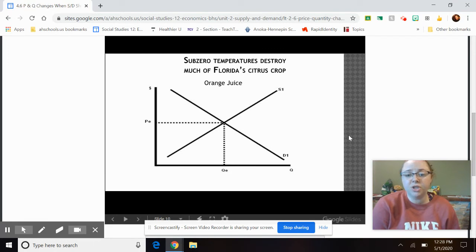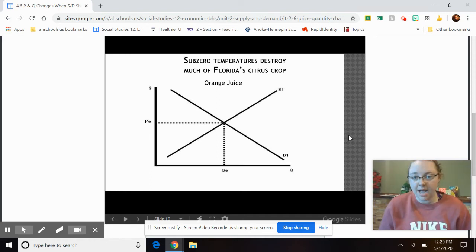Sub-zero temperatures destroy much of Florida's citrus crop. And the title of the graph is orange juice. Okay. Now, remember, the first thing you have to do, supply or demand? Which one? Looking over your notes, I recommend you pause the video right here so that you can go look through your notes and come up with an answer before I tell you, because yes, I can tell you the answers, but you don't learn as well unless you try yourself.